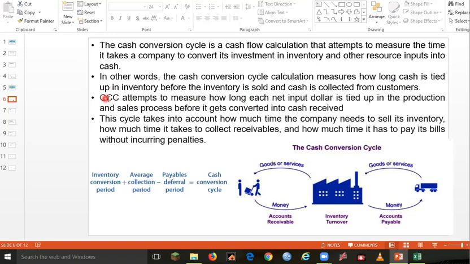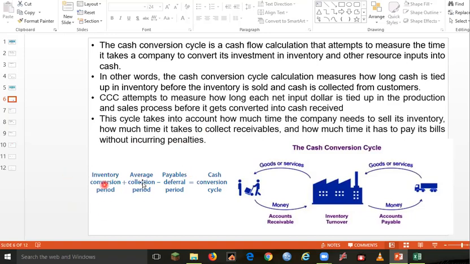Cash conversion cycle attempts to measure how long each net input dollar is tied up in the production and sales process before it gets converted into cash received. In simple words, you can say that this cycle takes into account how much time the company needs to sell its inventory, how much time it takes to collect receivables, and how much time it has to pay its bills without incurring penalties.